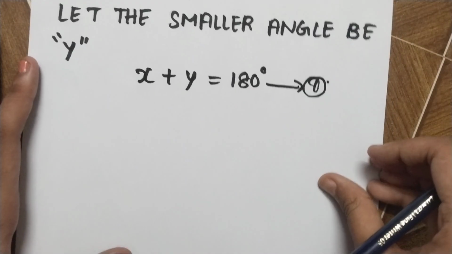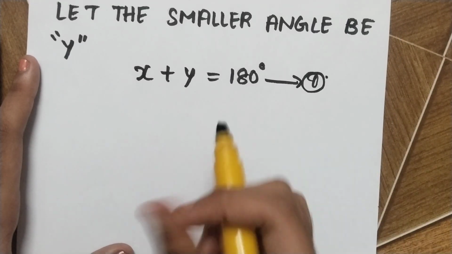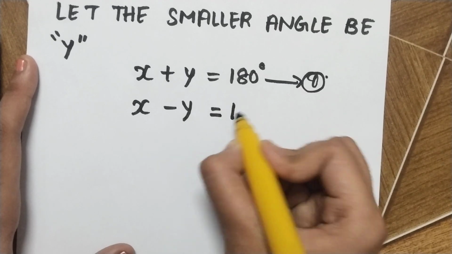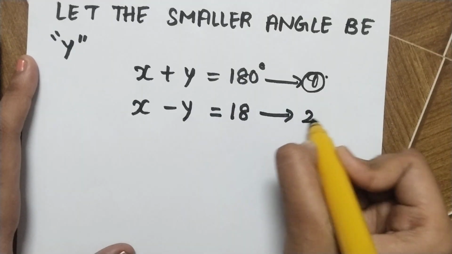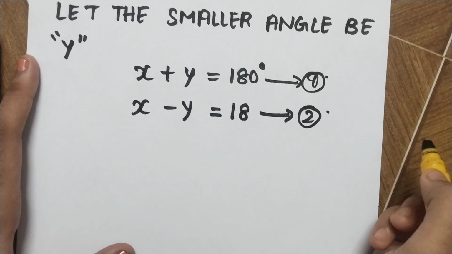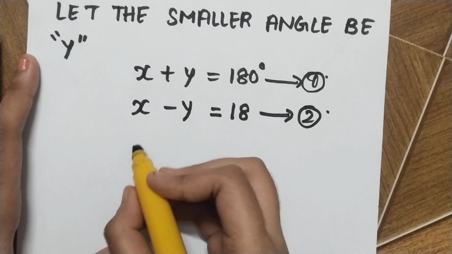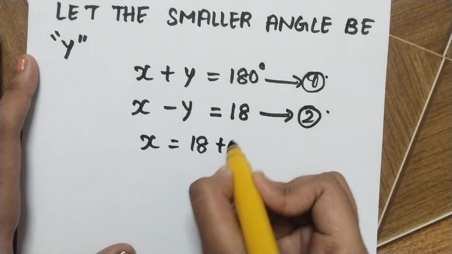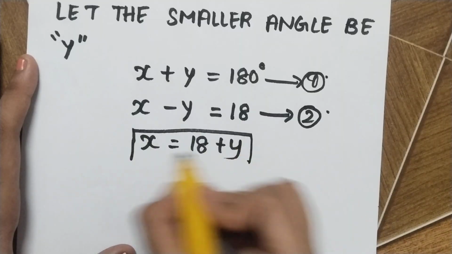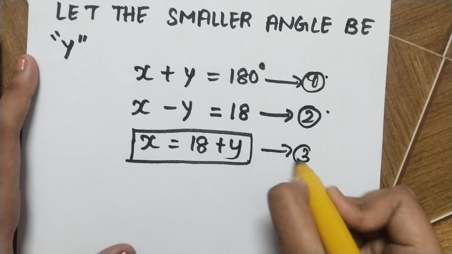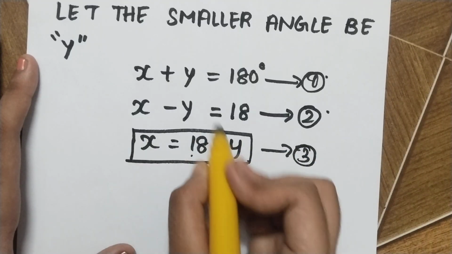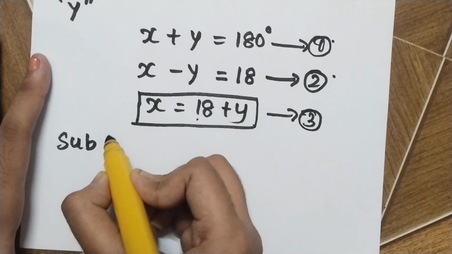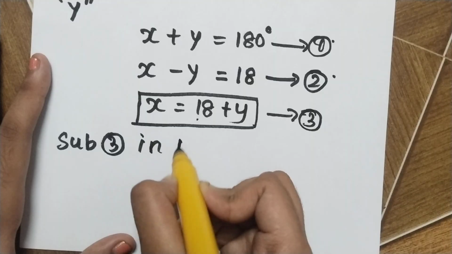Clear? So now I can write it: x minus y is equal to 18. Clear? So I have to substitute a value. So x is equal to 18 plus y. So I got one value for x. So instead of x I'm going to substitute 18 plus y in the first equation. Substitute the third one in the first one.